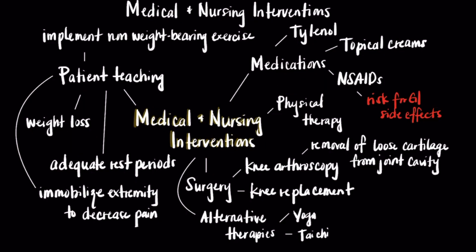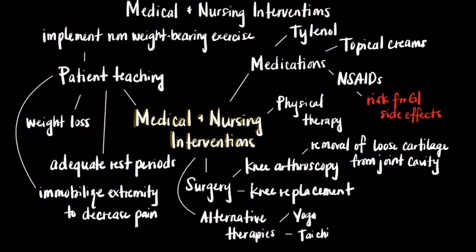The medical and nursing management of osteoarthritis revolve around patient teaching, medication administration, and other surgical interventions. In patients with osteoarthritis, teach patients to implement non-weight-bearing exercises such as walking or cycling. Such exercises can assist with weight loss, which places less stress on weight-bearing joints. Other weight-bearing exercises such as running or jogging should be avoided, as this may exacerbate pain and deformity with osteoarthritis. Also teach patients to implement adequate rest periods and immobilize the extremity as needed to decrease pain and conserve energy.